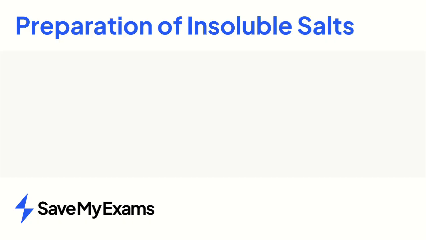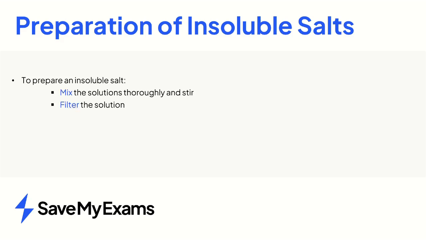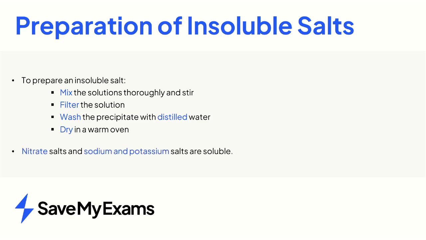In summary, if you are asked for the method to prepare an insoluble salt, remember that there are 4 separate steps. Mixing the solutions thoroughly and stirring, filtering the solution, washing the precipitate with distilled water, and then drying in a warm oven. To help you identify suitable soluble salts to make the insoluble salt, it can be helpful to remember that nitrate salts and sodium and potassium salts are soluble.